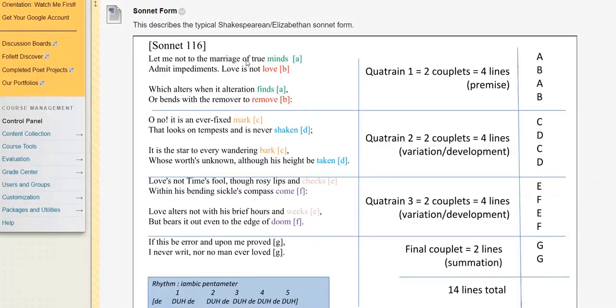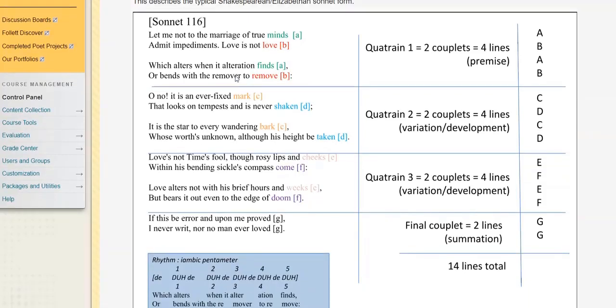All right, so here's his poem, "Let Me Not to the Marriage of True Minds." So a couple of things about the form, the rules that we have to follow. Sonnets are 14 lines long. That's a pretty easy one because we can all count to 14, so that's pretty straightforward.